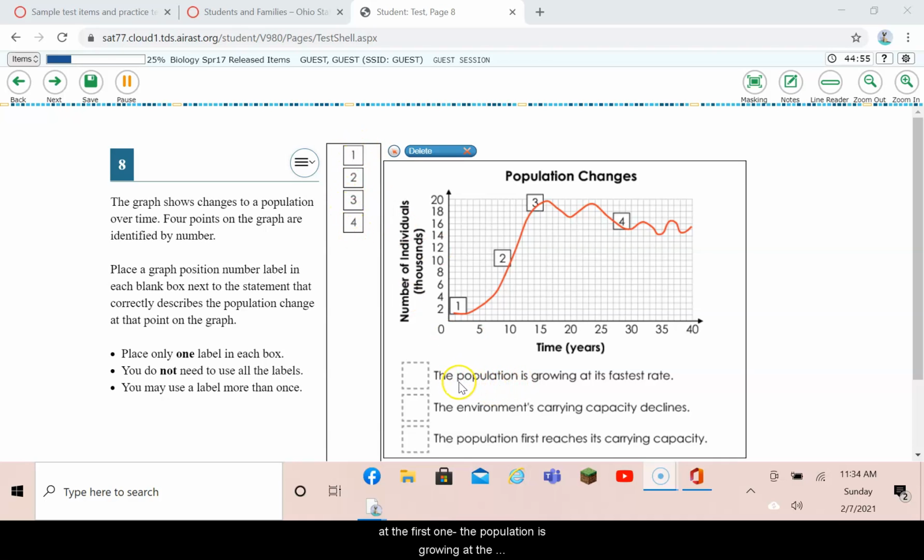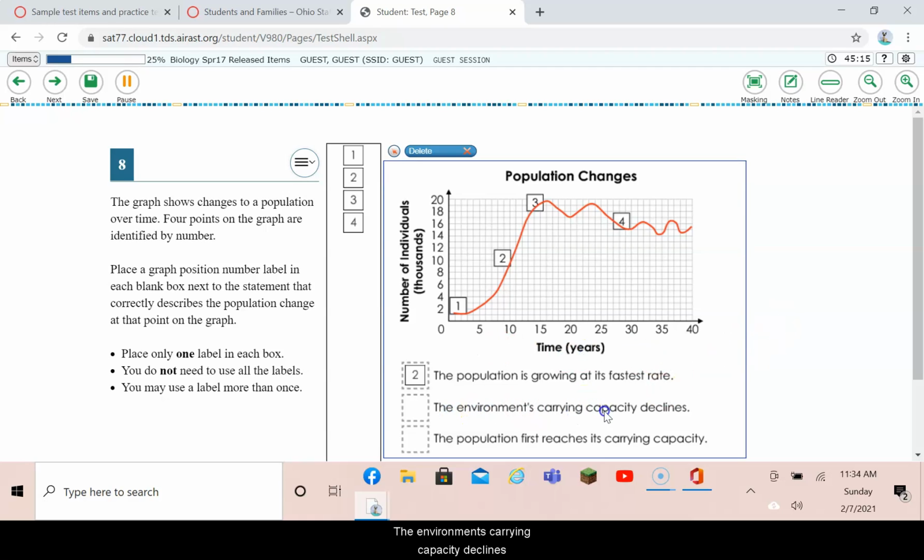Let's look at the first one. The population is growing at its fastest rate. So what number would that happen at? Well, that's pretty obvious. At 2, it's growing exponentially. So we would put 2 here. Remember, going up and down is the population, and going across is time in years.